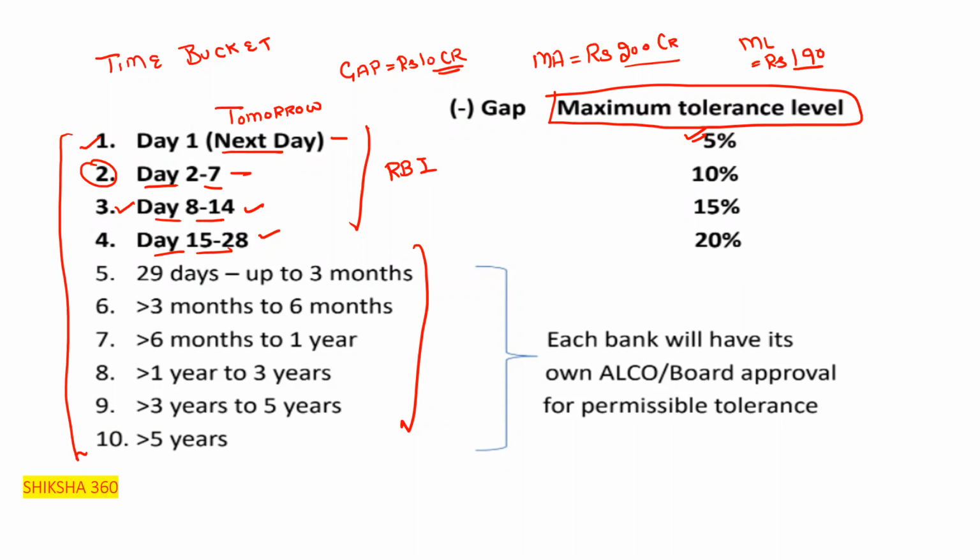Above that, they have to decide on their own. But up to the first 4 buckets, the tolerance level is to be decided by the RBI.